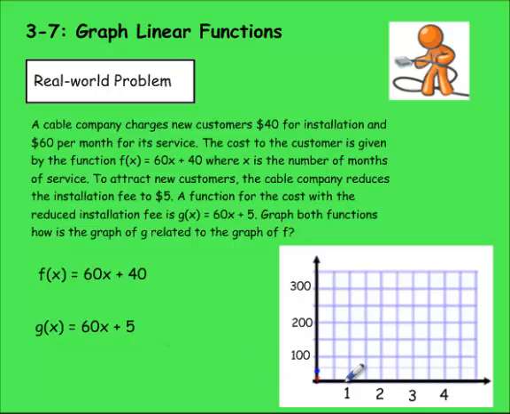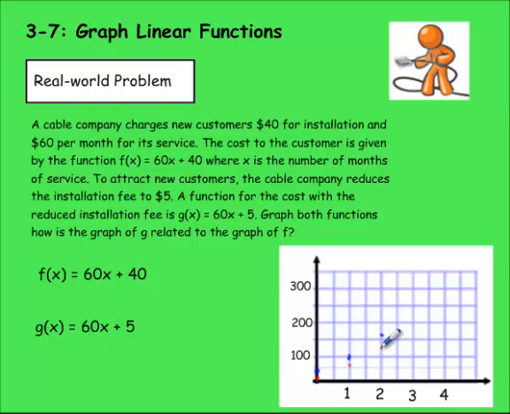And here we'll plug in the months one at a time. We have 1 month. So 1 times 60 is 60, plus 40 is 100. So we'll do 1 month at 100. The red one, we would do 60 times 1 is 60, plus 5 is 65. F of x, we have 60 times 2 is 120, plus 40 is 160. So that would be right here. For the other one, we would have 60 times 2 is 120, plus 5 is 125.